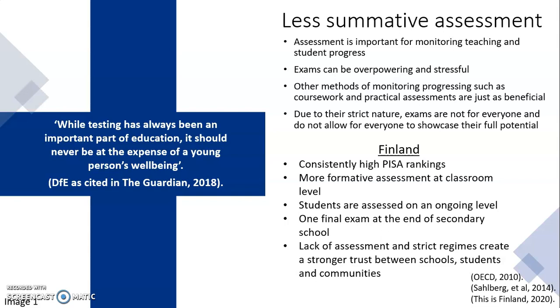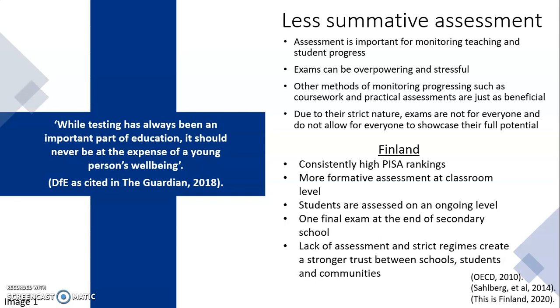These are ongoing based on assessment guidelines within the core curriculum. There is one final exam at the end of secondary school, but no others throughout school life, in order for the pupils to get into further education. It is believed that the lack of assessment and strict regimes, such as short school days ending between 12 p.m. and 2 p.m., allow for students and the community to trust the school and ultimately enjoy their learning.